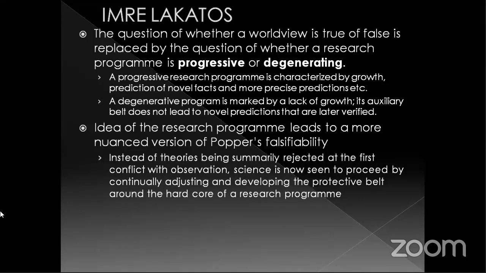Instead of theories being summarily rejected at first conflict with observation, science is now seen to proceed by continually adjusting and developing the protective belt around the hard core of a research program. You can remember the circle. The hard core of the research program is protected by the auxiliary theories, and we don't reject the theories at the very outset. It must be penetrated phase by phase, layer by layer, from data to auxiliary theories, then hard core theories. In this way, the theory becomes a part of the progressive research program.